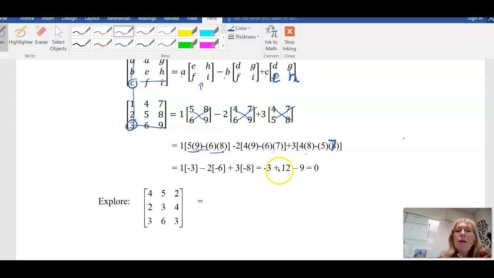Okay, now let's get our math done here. So this is 45 minus 48, which is going to give us a negative 3. 4 times 9 is 36 minus 42, which is going to give us negative 6. Now we got 4 times 8, which is 32. This one's probably wrong. Minus 35. So this should have been a negative 3. Please fix.